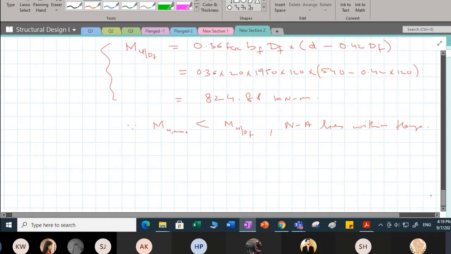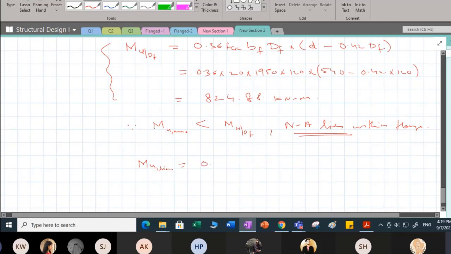I want to know whether I have to design a singly reinforced section or a doubly reinforced section. In order to know that, you have to compute the limiting moment of resistance corresponding to the case when neutral axis lies within flange. Again, in that video, I have shown you how to compute your limiting moment of resistance.